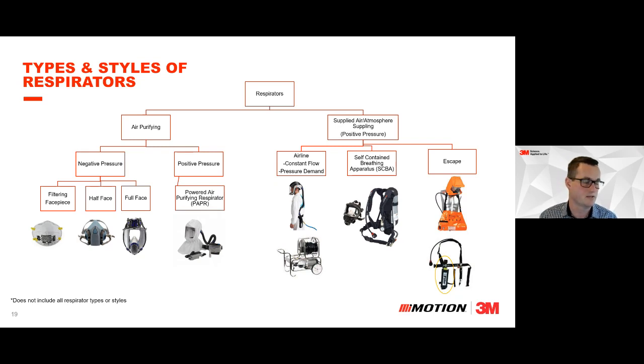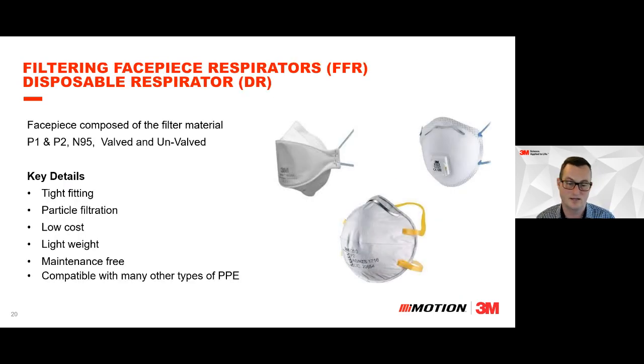Next slide. So our filtering face piece, or our disposable respirators, I'm sure we're all very familiar with them, and you're probably all very sick of them, having had to wear a lot of them during the last couple of years, where the whole face piece is a filter. So from the pros and cons of all these different types of equipment, it's certainly going to be a lower cost. Lightweight, it's got the lower breathing resistance because the whole thing is a filter, and often because of that light weight, it's going to be compatible with other types of PPE.